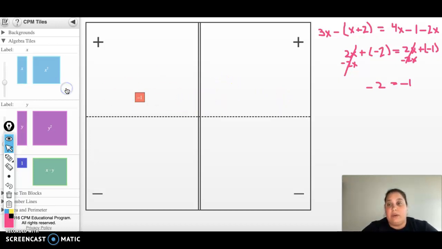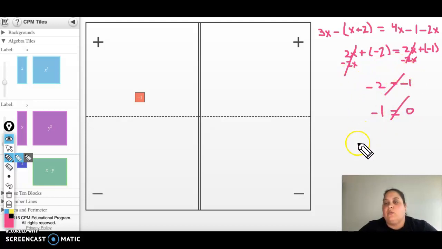So if I take those 2 away, I could even say, okay, well, even more, I have a negative 1 equals a 0. Well, in both of these cases, do either of these actually equal each other? Is a -2 the same thing as a -1? No. Is a -1 the same thing as a 0? No. So that means we have no more x's, which means this is no solution. So our answer for this problem would be no solution.